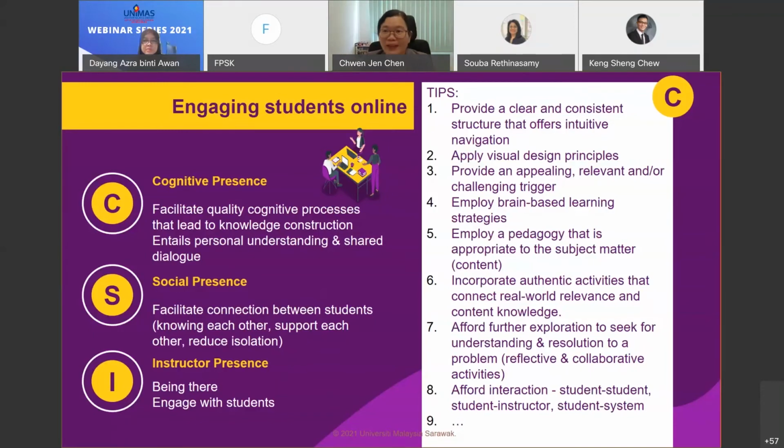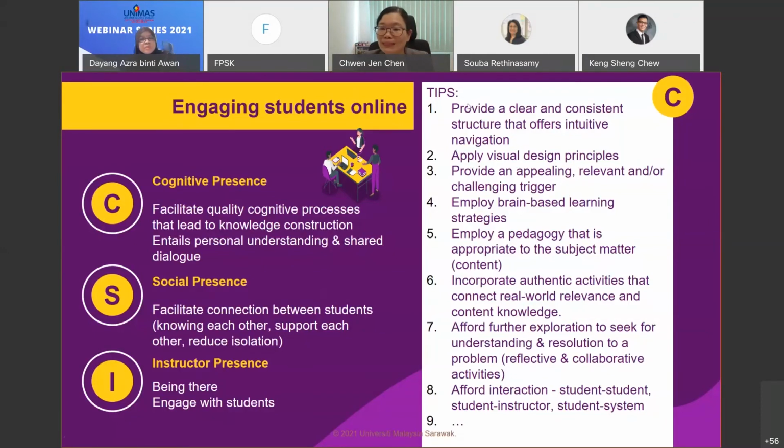Okay, that's one thing. Apply the visual design principles that I mentioned just now. Okay, so I'm not going to repeat, but you can apply some of those relevant ones to your content. Provide an appealing, relevant, or challenging trigger. Okay, that one is to get them to engage connectively so that they will start the learning. Once they see it as appealing, as relevant, as challenging, then they will start to engage connectively, right?